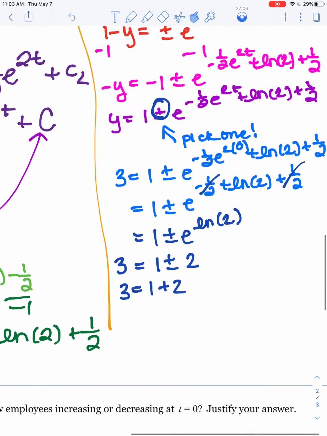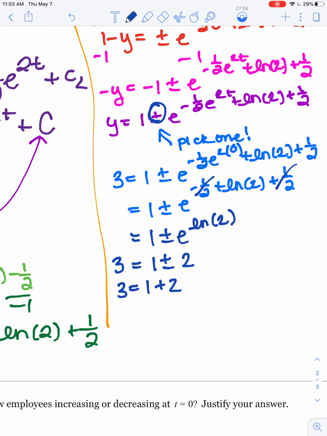So after a significant amount of work, we have our particular solution. We have our solution that y of t is equal to 1 plus e raised to the negative 1/2 e to the 2t plus natural log of 2 plus 1/2.